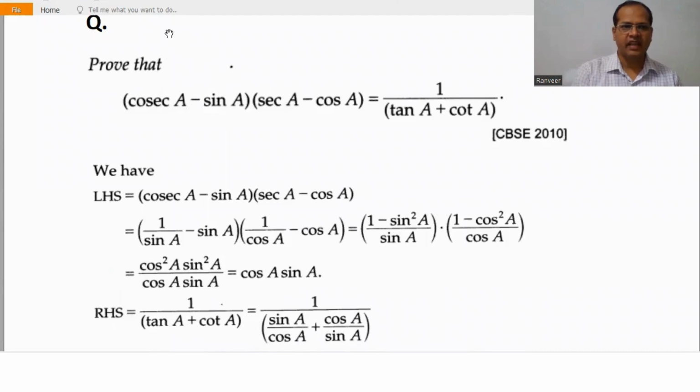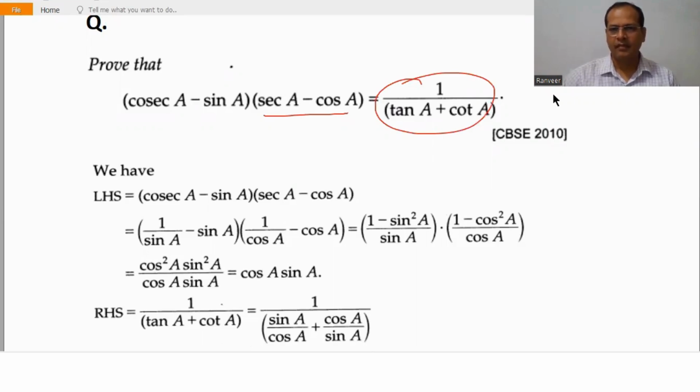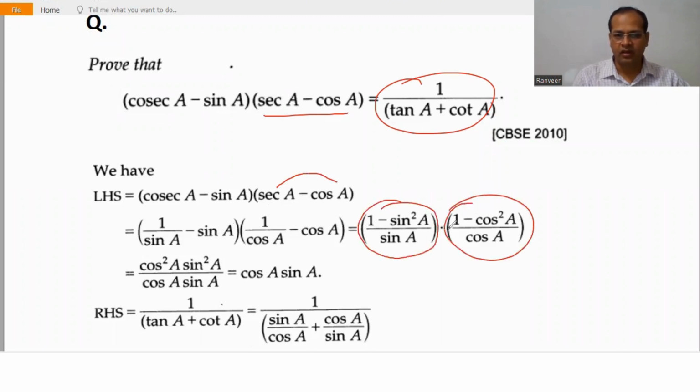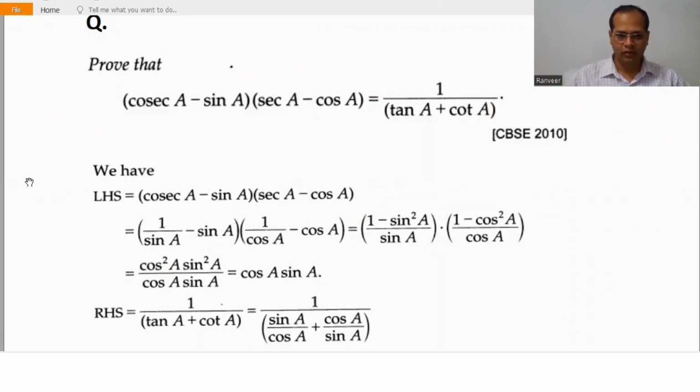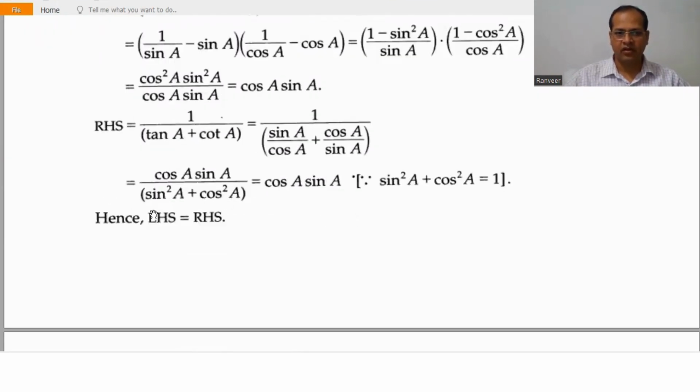Next question: cosec A minus sin A, sec A minus cos A. We have to prove this value. In this, first of all, convert into sin and cos: 1 by sin A minus sin A, 1 by cos A minus cos A. By taking the LCM, we get 1 minus sin square A, that is cos square A, and 1 minus cos square A, that is sin square A. One cos and one sin will cut, and we get this. Similarly, on the right hand side, we just have to prove this value: 1 by tan A plus cot A will give the same result.